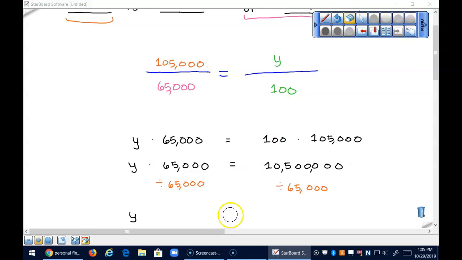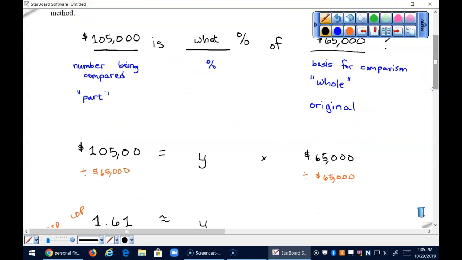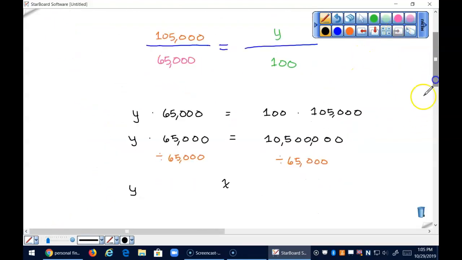That's going to be rounded, isn't it? And we'll get the same answer we did before, 1.61. Now, for this method, there's no decimal moving, so we're just going to get 161 after we do the division, and we just slam a percent sign on there.